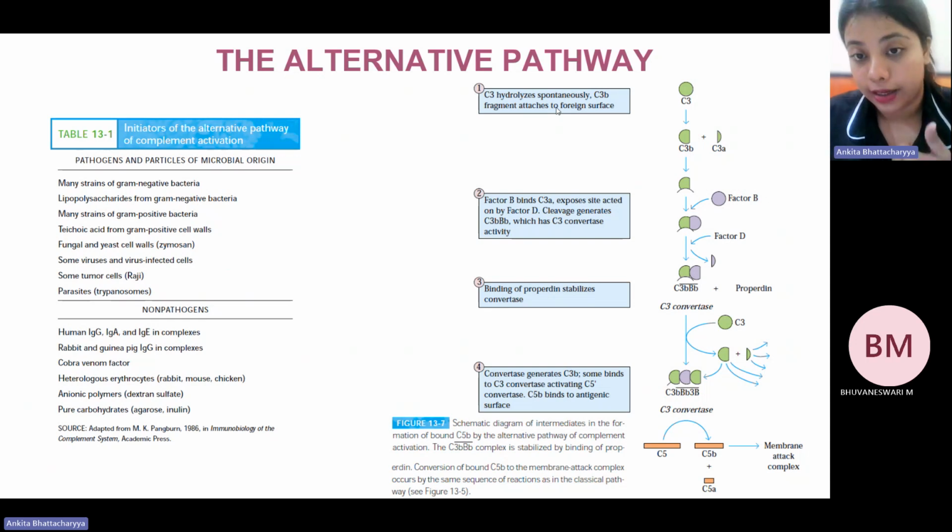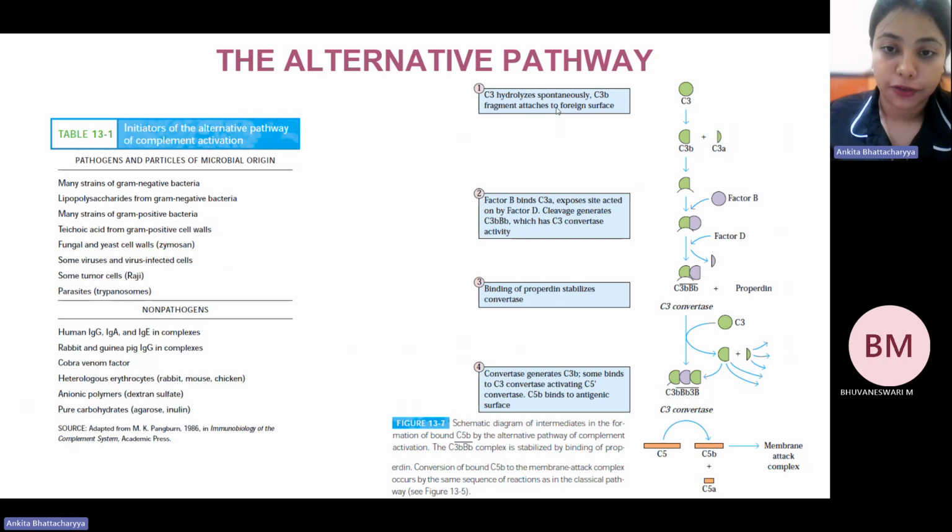Now, since this entire cascade is supporting the regular interactions between an antigen and antibody, it is considered a complement system, because it is complementing the action of the antigen-antibody interaction, and helping in the immune response, which will help in clearance of the pathogen.